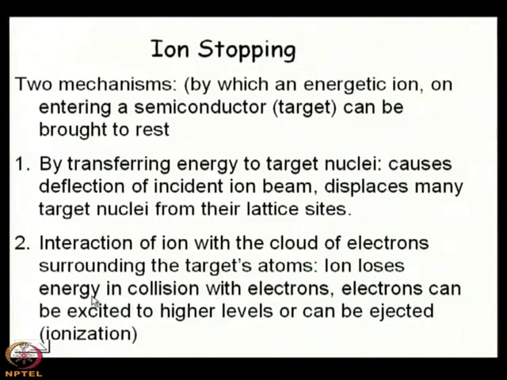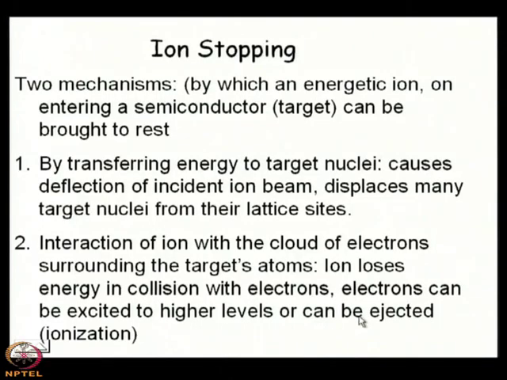So, the ion loses energy in collision with electrons. And electrons can be excited to higher levels or can be ejected. That means either there will be excitation of electrons from a lower level to a higher level, or ionization can be possible. That means it can eject from its own position depending on the energy value. So, these two situations can happen.